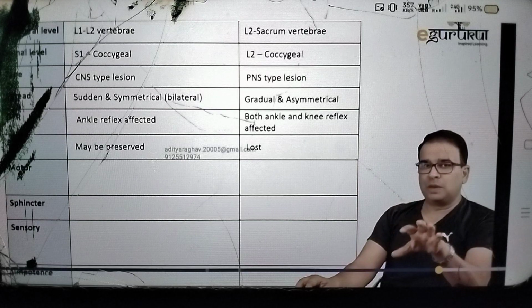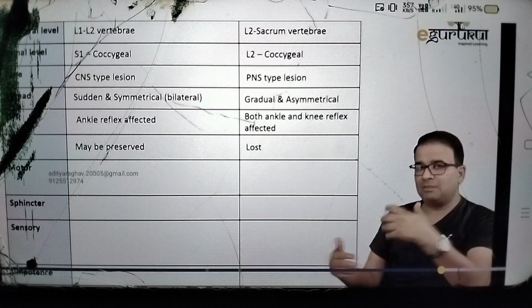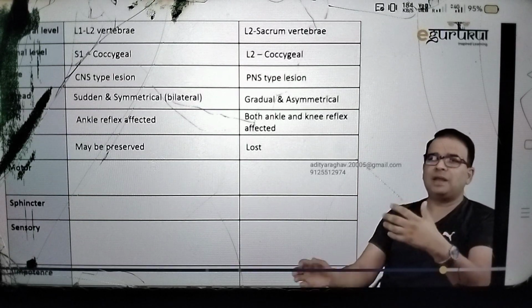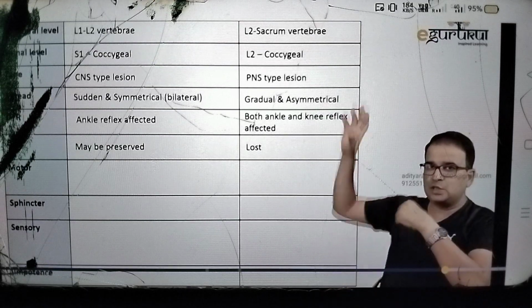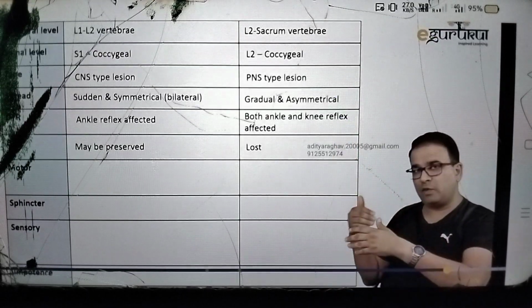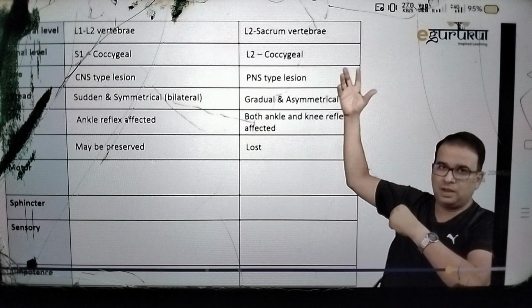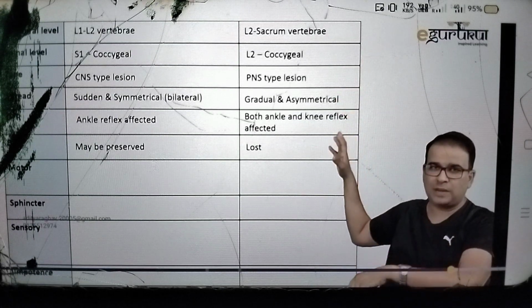What about the motor part? Now, we've got to understand here, guys, motor innervation. If you look at the muscles of the lower limb, the majority of them are supplied by the lumbar and the sacral plexus. So in case of cauda equina syndrome, because we have nerve involvement starting all the way from L2 to the coccygeal nerve, obviously more muscles will be affected, and this being a lower motor neuron type of lesion, it will lead to flaccid paralysis.